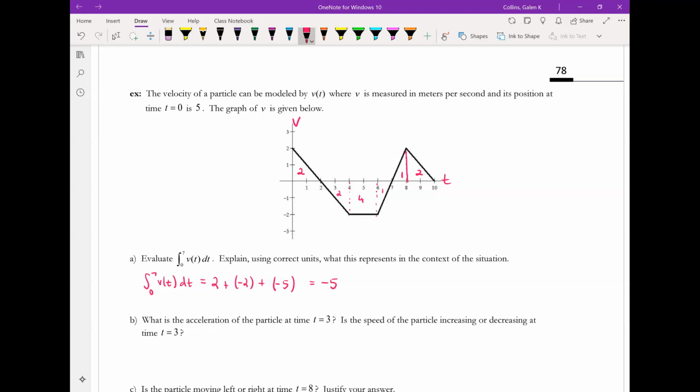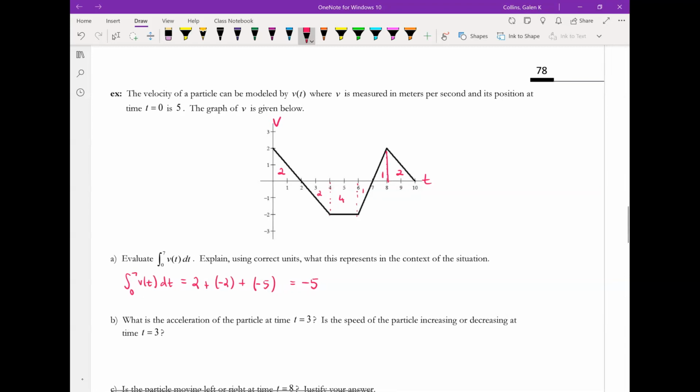So to explain what that represents in the context of the situation, remember we're talking about something that happened over an interval. And since we're talking about velocity, really what we're learning about is the change in position. So if I'm going to use s to represent position, if the derivative of position is velocity, then that really means that s is the antiderivative of velocity. And we'll talk more about the antiderivative in our next unit. So when we integrate v over 0 to 7, we're learning about the function that came before v, its antiderivative, position.